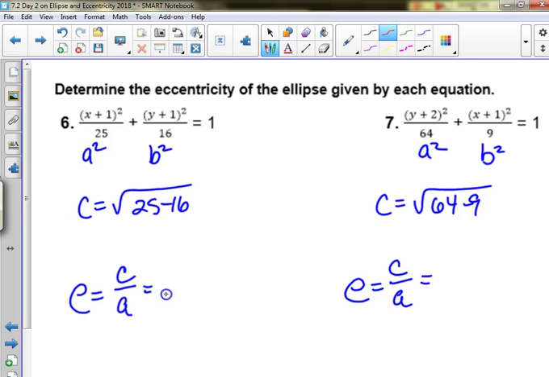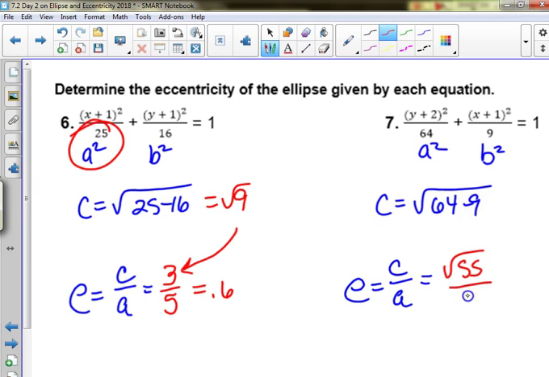Anybody get 6? 3 over 5 or 0.6, yes? Because this is square root of 9, which is 3, and A right there was 5. Okay? What about this? Something ugly, isn't it? Square root of 55 over 8, which is 0.93. Which one is rounder? 6 would be closer to a circle.